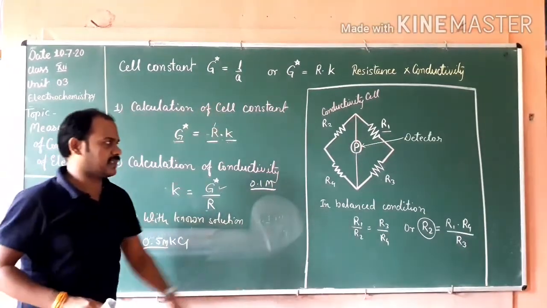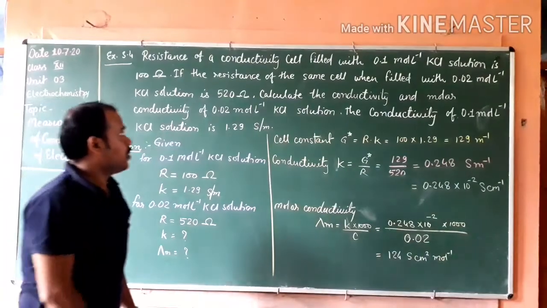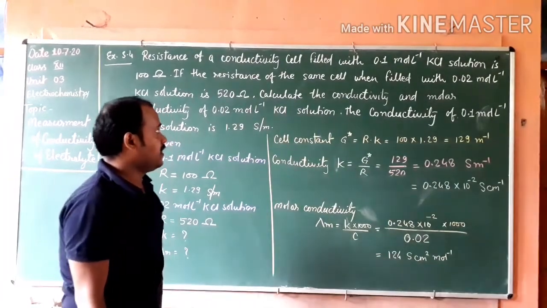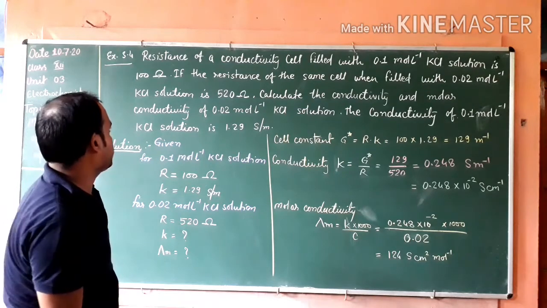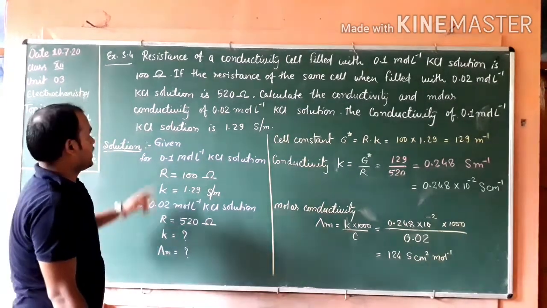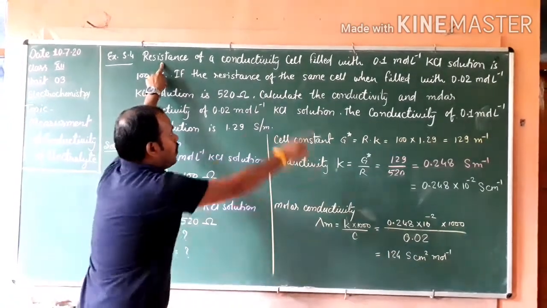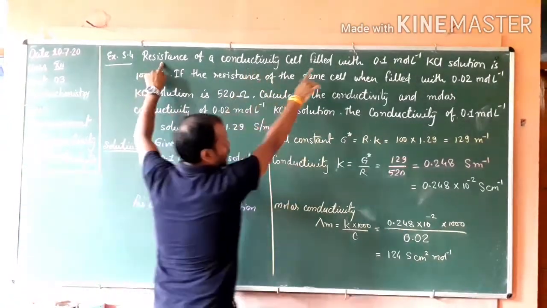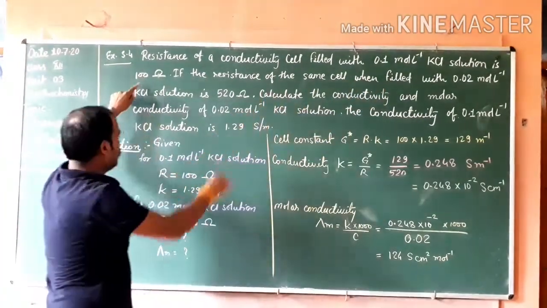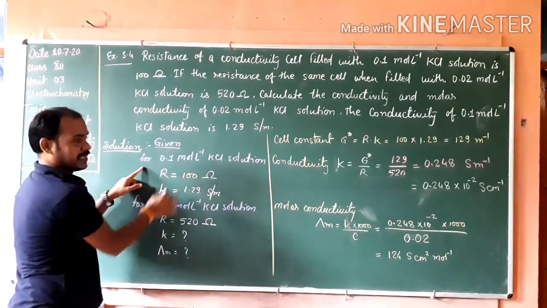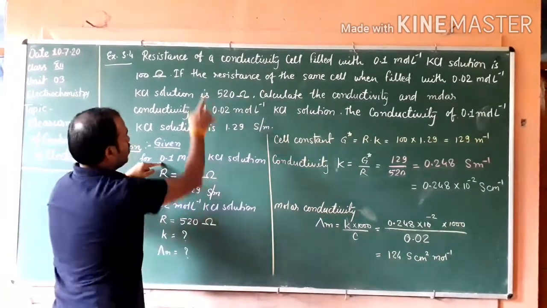To understand this process, we will do a numerical. The resistance of a conductivity cell filled with 0.1 mole per liter KCl solution is 100 ohm. It means what is given here? The resistance of the conductivity cell filled with 0.1 mole per liter KCl solution. So here, for 0.1 mole per liter KCl solution, what is given?